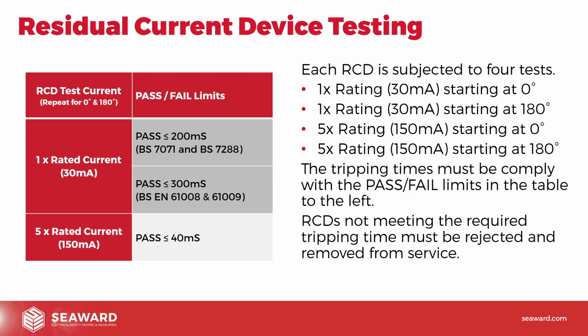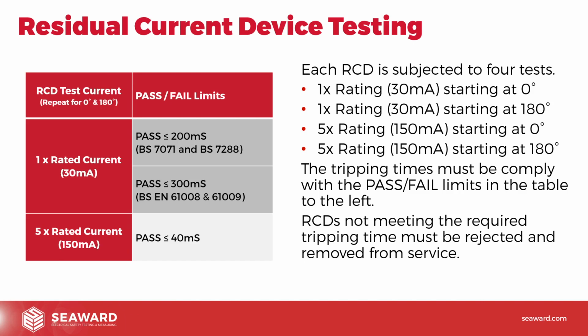Now, the key test that we carry out, the most important one, is the 5 times test, because this is saying, how quick can we get it to operate if there's a real fault? Generally, when we have a serious fault, we're expecting quite high currents. And remember, 150 milliamps is still only 0.15 of an amp. It's not high currents, but these are dangerous levels of current. Anything over 50 milliamps is seen as potentially fatal, so when we get into fatal levels of current, we want to know that these things operate very, very quickly.